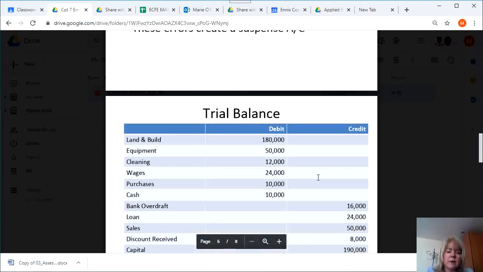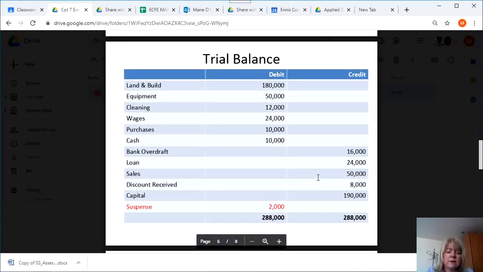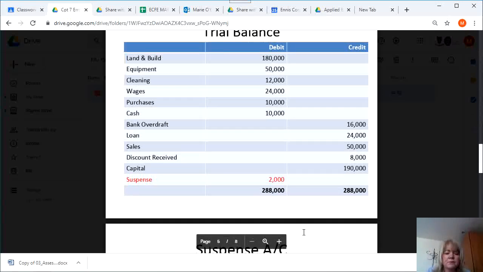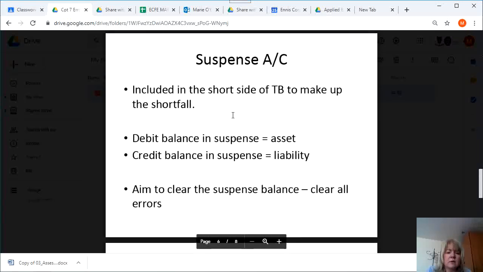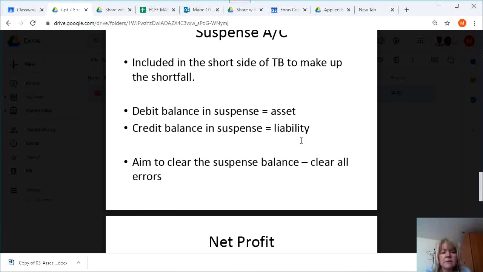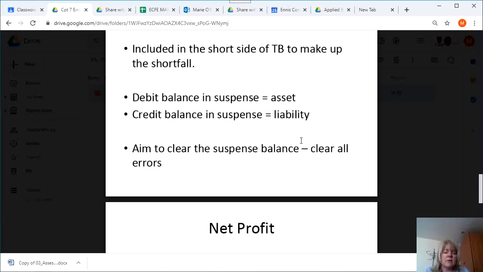So for example, in this next trial balance we see that the debit and credit don't match, so we include a suspense account on the debit side, the short side, and that brings the balance up. So the suspense goes in on the short side to make the trial balance balance, but it does mean that there are errors to be corrected. So as I said, the suspense account is included in the short side of the trial balance to make up the shortfall. We aim to clear the suspense balance clear of all errors.